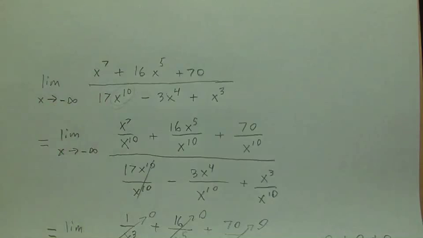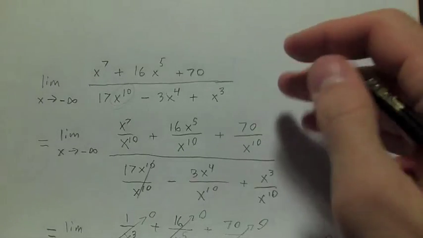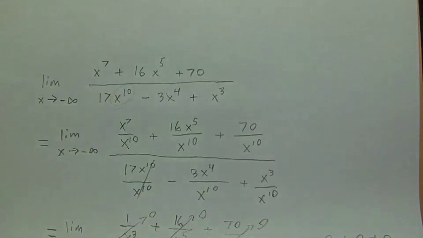So the denominator goes to infinity much faster, and so this whole thing is basically something over infinity, which brings the whole thing to 0.